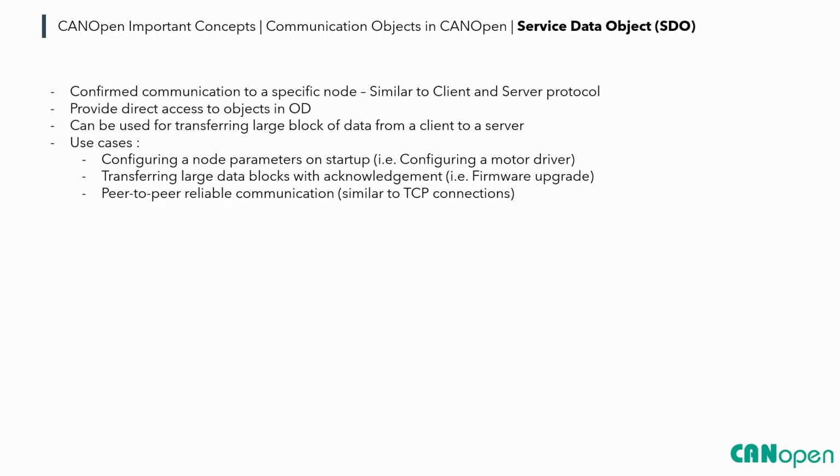It's usually used for transferring large blocks of data. So it's very good for transferring large blocks of data. Why? Because we have this acknowledgement. So basically, when you're talking to a node, they acknowledge and confirm the reception of data. That's good because, for example, let's say we want to transmit very important information and we don't want to lose anything. So we just use SDO to write that large amount of data to a node. Okay, so that's the use case.